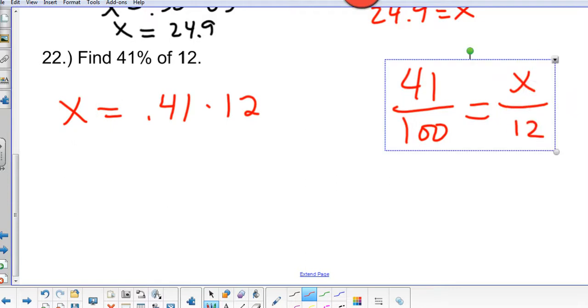Let's see, I've got a calculator here. You have to trust me that I have a calculator. I'm holding it. Type in, that's 41. No, I want 0.41. It gives me 4.92.